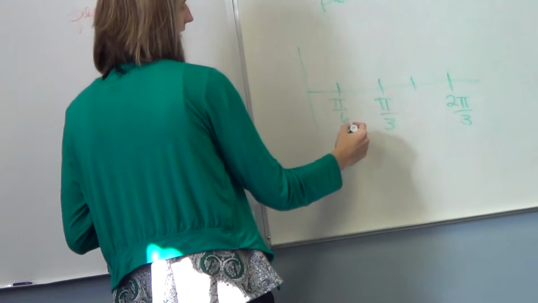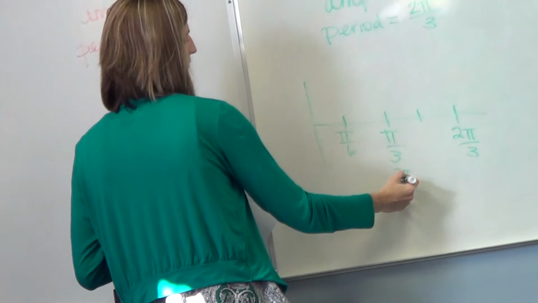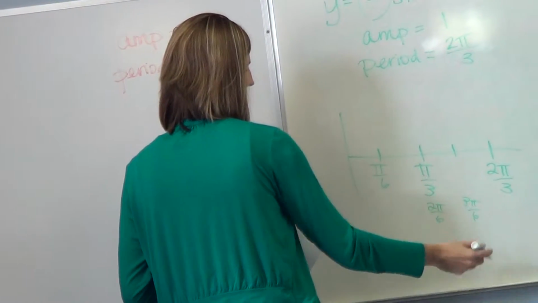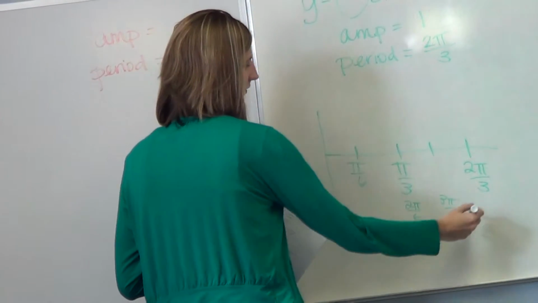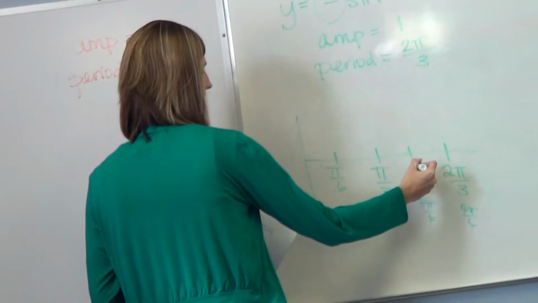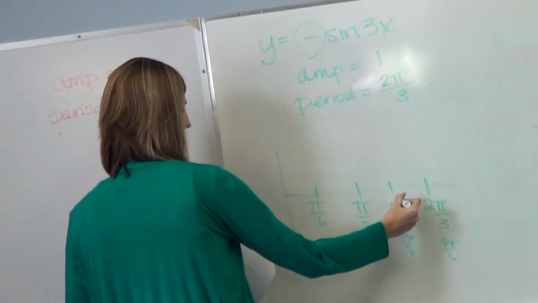Well, this would be like pi over 6, 2 pi over 6, 3 pi over 6, right? So this would be what? 5 over 2.